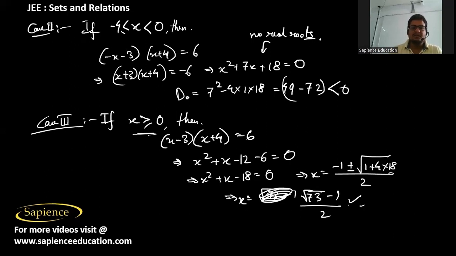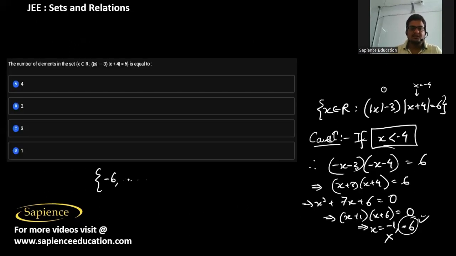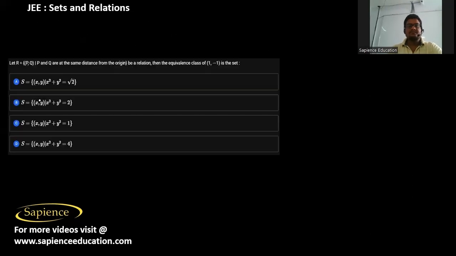So it means there are two elements in this set. One is -6, one is root 73 minus 1 by 2. So only two elements are there. So option B is the correct answer.